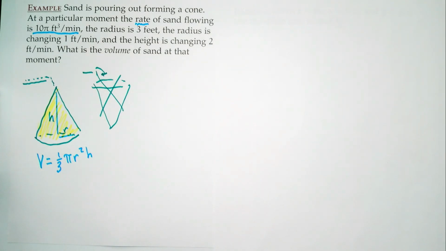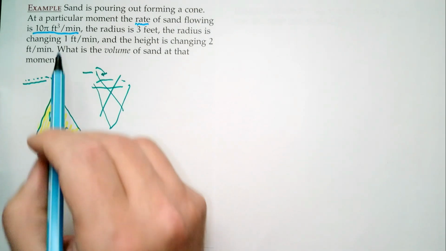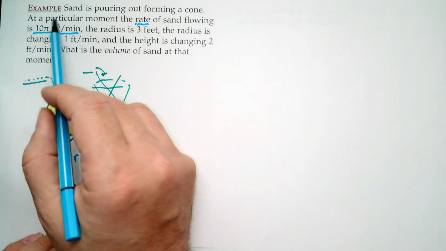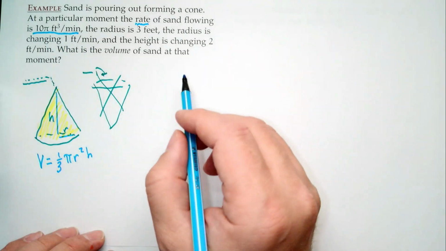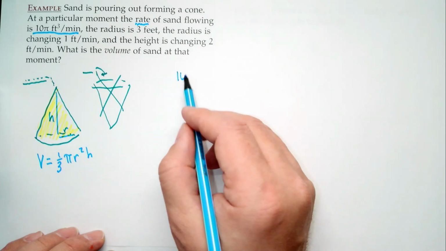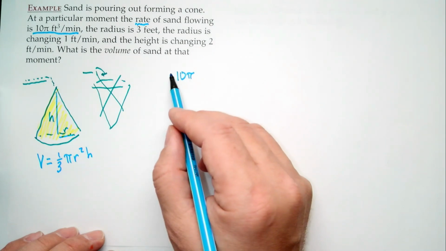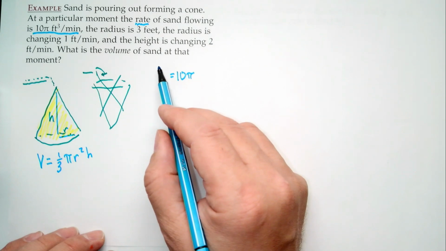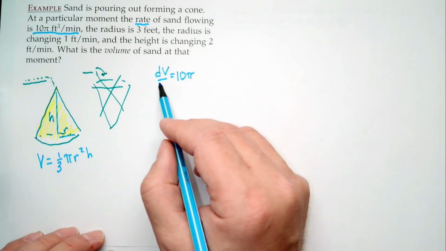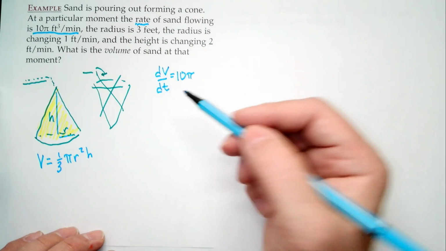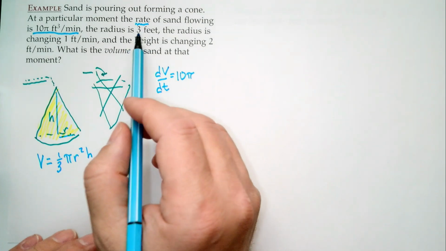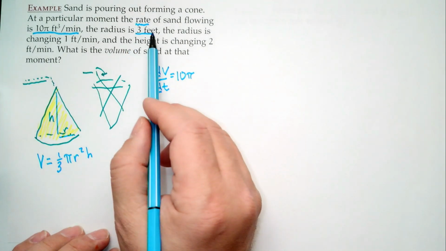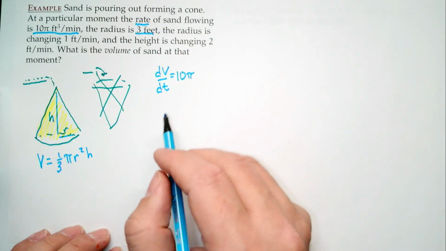What is it? Well, it's a rate related to volume. The hint is the cubic feet. So how do we denote 10 pi? What does that equal in terms of things that we have written down? It's dV/dt, the change in volume with respect to time. So we're told that dV/dt equals 10 pi. The radius is 3 feet. What does that translate into?